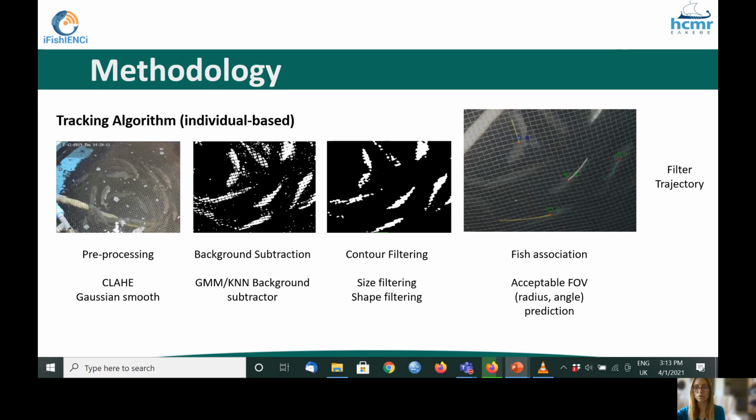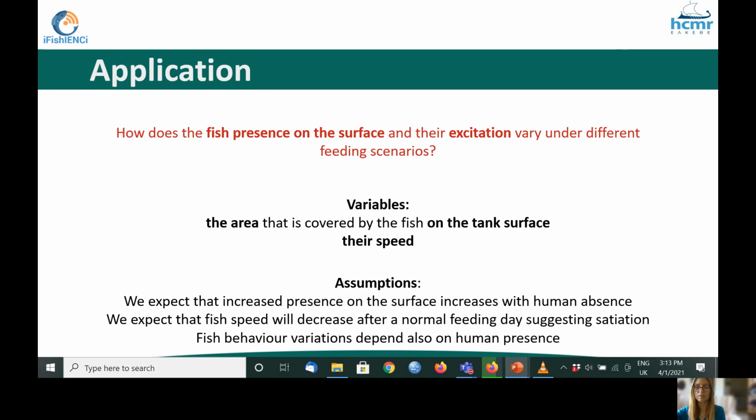Once a robust version of the system was finished, we wanted to connect the fish behavior with husbandry practices. The questions we wanted to answer were: how do the fish presence on the surface and their excitation vary under different feeding scenarios? To answer the first question, we extracted the percentage of the area that was covered by the fish on the tank surface, which estimates their presence at the upper layer of the tank. And to answer the second question, we extracted the instantaneous speed of the fish.